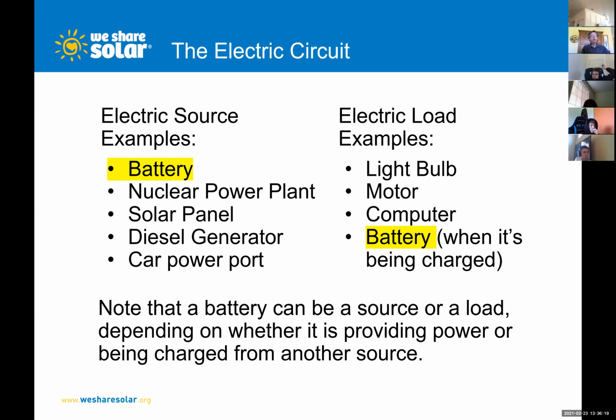Or it can be a load if you're charging the battery. And Marcus, maybe you're saying only some batteries, but yeah, I'm talking about the batteries in the solar suitcase that can be charged or drained, and so definitely not every battery can be a load, but for our purposes with the solar suitcase, the battery can be a source, supplying power, or it can be a load drawing power if it's charging.